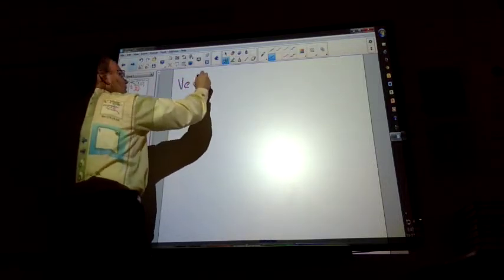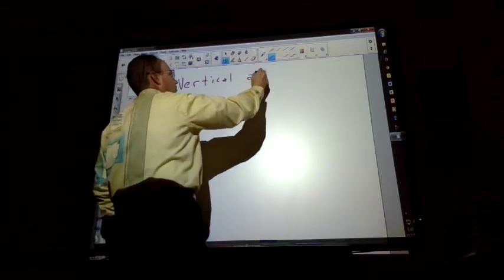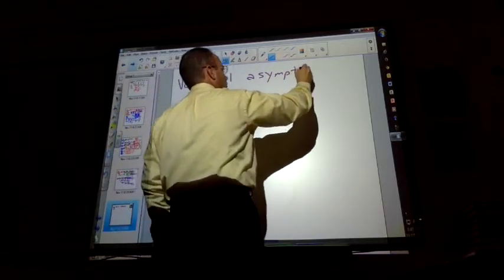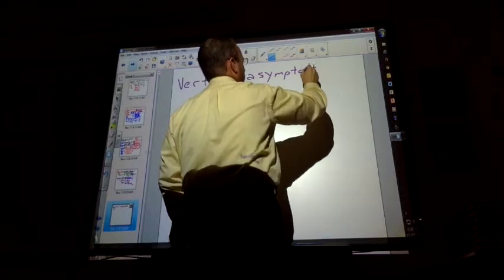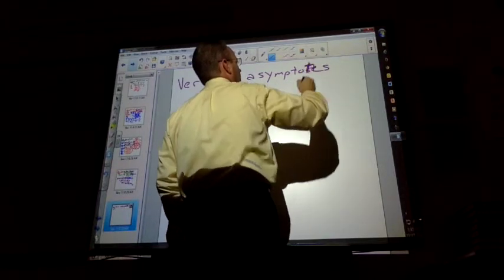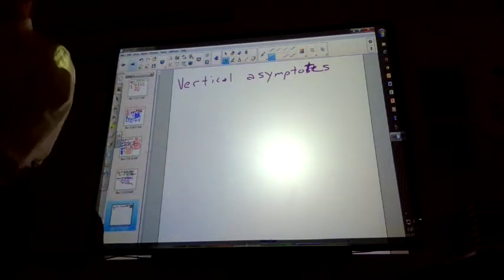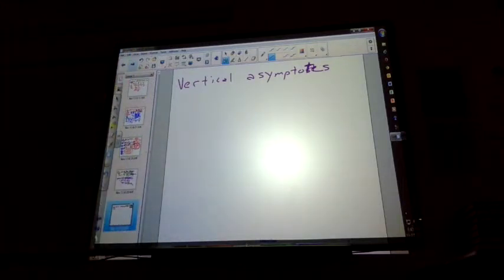Let's talk about vertical asymptotes. What is an asymptote in math? Something the line can't go past. Okay, asymptotes take place when you have an undefined term. A vertical asymptote is where your graph could be undefined.